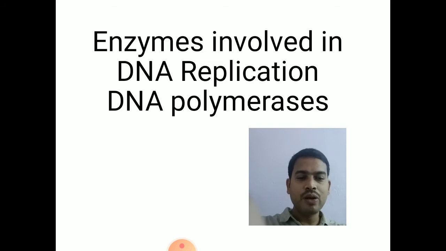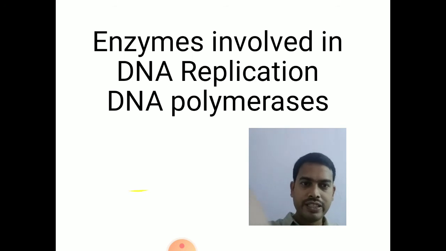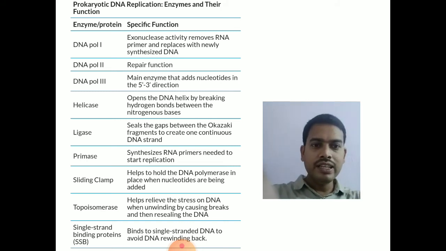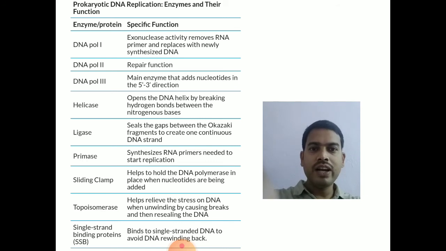Now we will see the process of replication in prokaryotes and the other enzymes involved in the process of replication. These are the list of enzymes involved in the DNA replication of prokaryotic cells. DNA pol 1, DNA pol 2, DNA pol 3 are the three DNA polymerases. The other enzymes involved are helicase, ligase, primase, topoisomerase, and single-stranded binding proteins. These are the other enzymes required for the process of DNA replication.